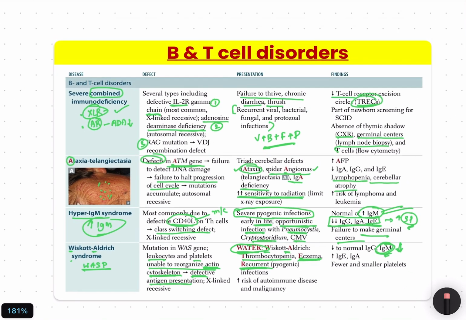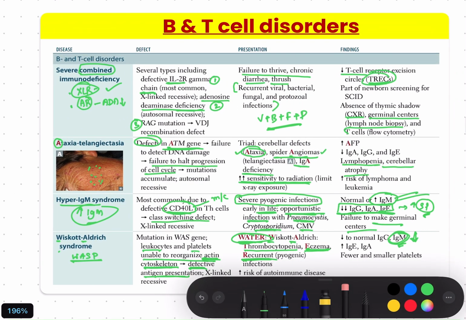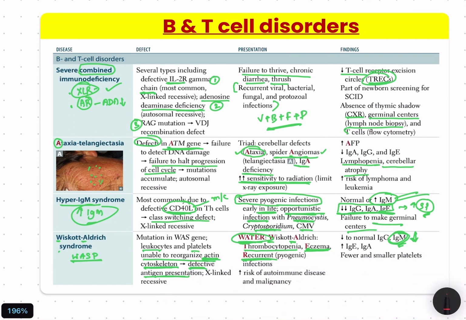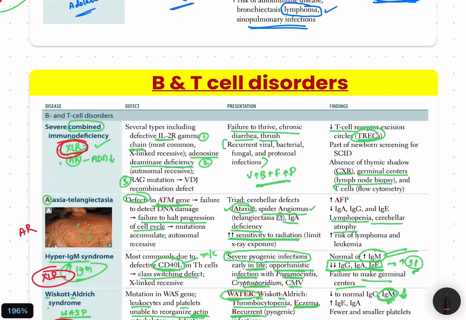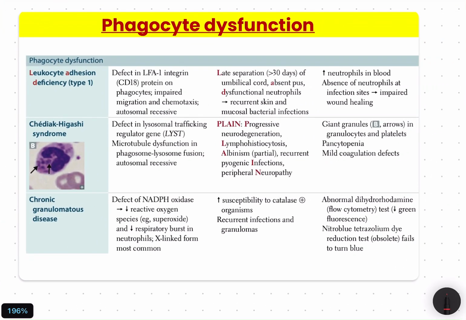Now another important thing I want to mention that was asked: severe combined immune deficiency, the most common one, is X-linked recessive. Ataxia telangiectasia is autosomal recessive. But hyper IgM is again X-linked recessive. Wiskott-Aldrich is also X-linked recessive. Please remember these three. Bruton's agammaglobulinemia was also X-linked recessive, I told you. So this is important. Now coming to the phagocyte dysfunctions, and this is the last slide.